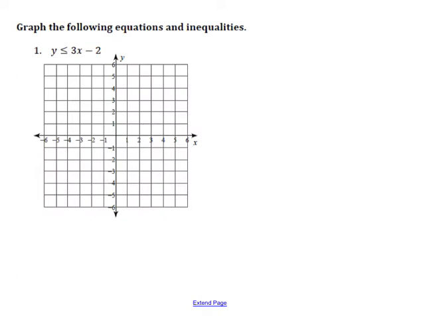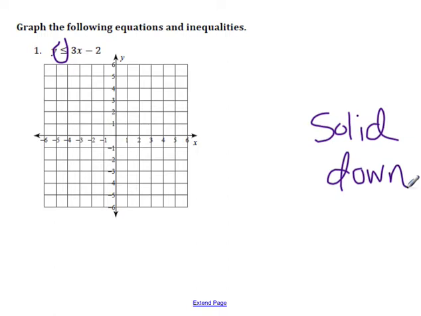Taking a look at number 1, you want to graph the following inequalities. Well, the first thing we need to do is make a couple decisions. I do that by taking a look at the inequality symbol. First, I see there's a solid line underneath, so that means my line is going to be solid. Secondly, I notice that the alligator is facing away from the y, so that means I'm going to shade down. So let's go ahead and take a look at number 1.